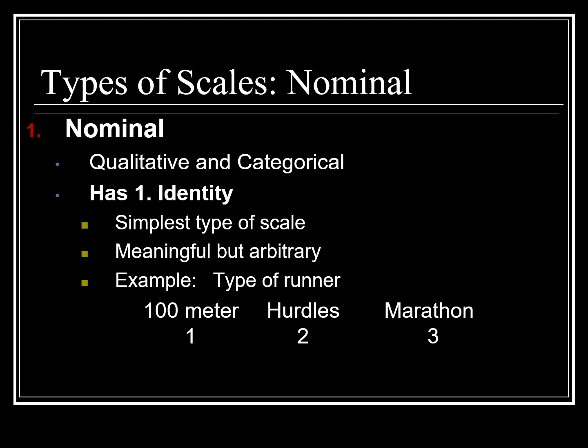We can tell if we have 7 3s, we have 7 people that run marathons. If we have 3 2s, we have 3 people that run hurdles. If we have 0 100 meters, no one runs the 100-meter race in this particular sample. But the numbers are arbitrary. We could easily assign this 0, 1, 2, or -1, -2, -3. And being a marathon runner at 3 doesn't mean that you're twice as good as a 100-meter runner. The numbers are arbitrary.